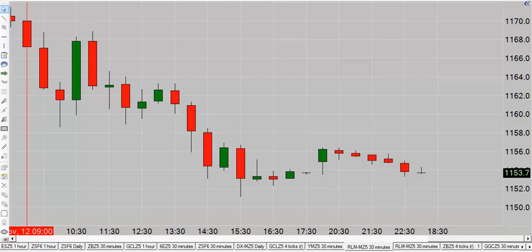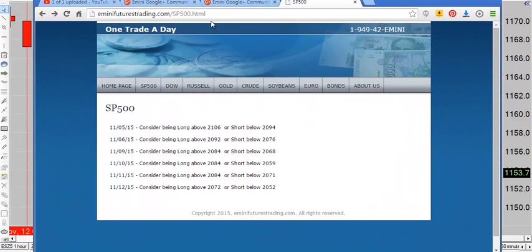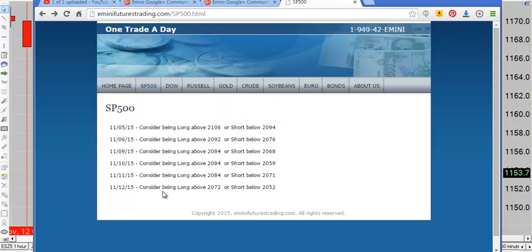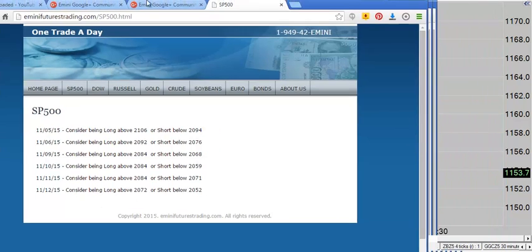This is going to be a very quick recap of the one trade a day trades for today. Those trades are published every morning at 10:30 a.m. Eastern. This is where you go to get your trade. You click, enter your password, and there's your trade. Today for the S&P, November 12th, 2015: short below 2052.